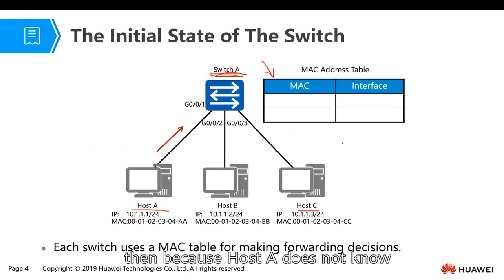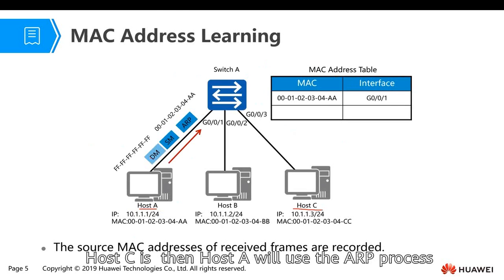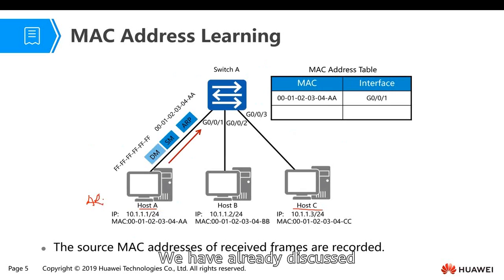And then because host A did not know the destination MAC address of host C, host A uses the ARP process. We have already discussed the address resolution process. This protocol, the Address Resolution Protocol, sends a broadcast to the network. The source MAC address, of course, is itself.